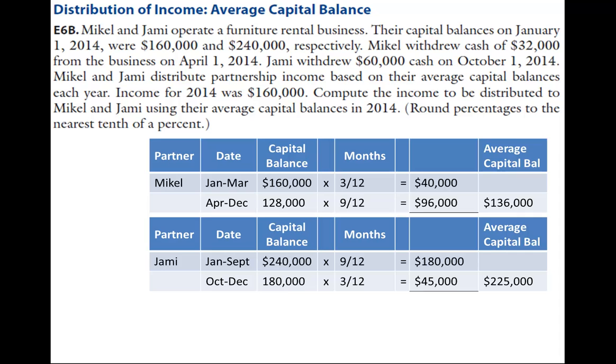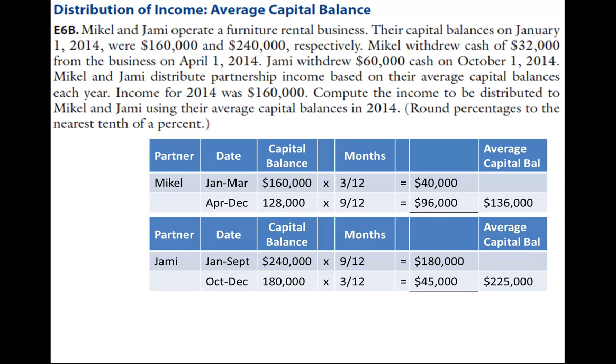Jamie then had a capital balance of $240,000 from January until she withdrew on October 1st. So we take the $240,000 times the 9 months that she had that balance divided by a possible 12, which gives us an average of $180,000 for the 9 months.